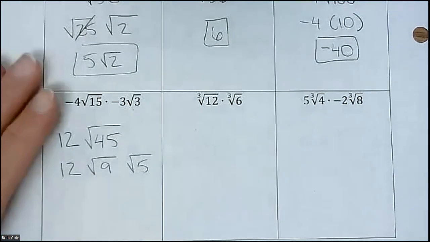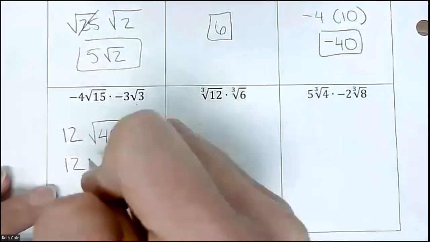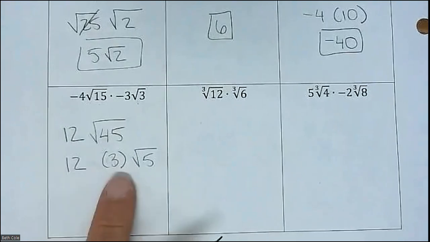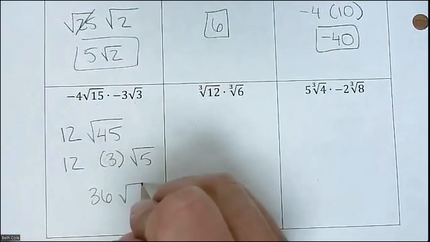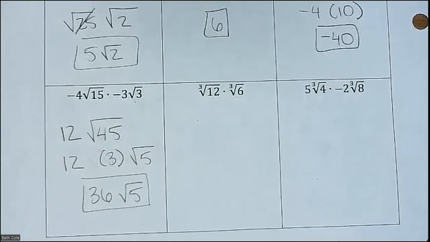All right, so erase square root of 9. What is your square root of 9? Is 3. And then you're just going to multiply these. Good. 12 times 3 is 36 square root of 5. You guys are awesome. You guys have very, very good number sense, which, if you have that, this is going to go easy breezy for you.